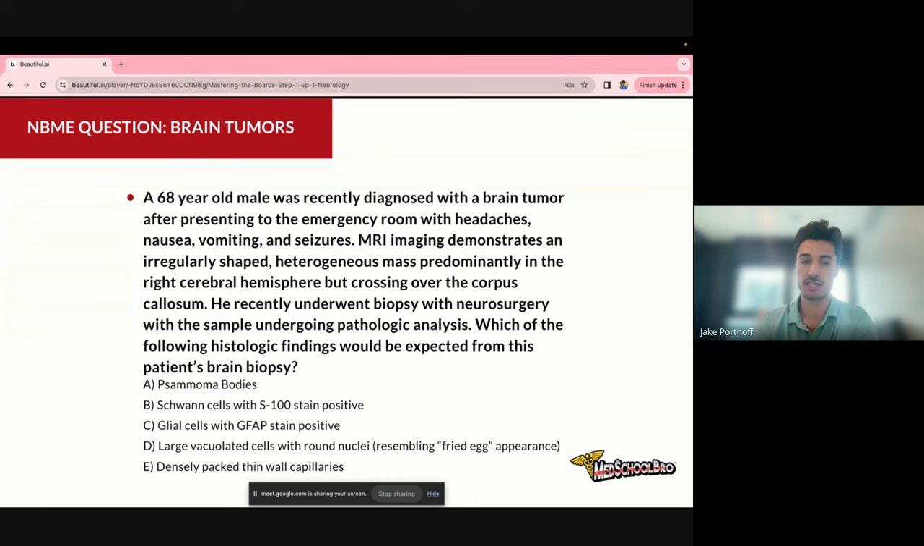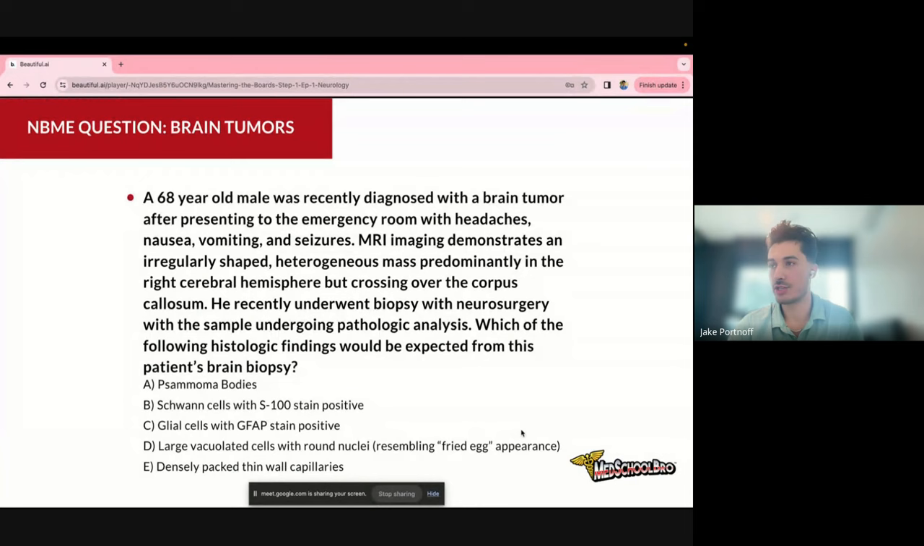You guys are very quick to this one. Very, very good. If you're thinking a glioblastoma multiforme, glial cells, GFAP positive, very, very good. We will go through all these other ones here, guys. So as an active recall manner, what do you guys think? Psammoma bodies, what brain tumors are classic for psammoma bodies? Put in the chat. Psammoma bodies, meningiomas, guys. Psammoma bodies, think of meningiomas.